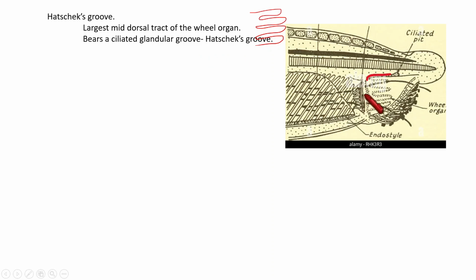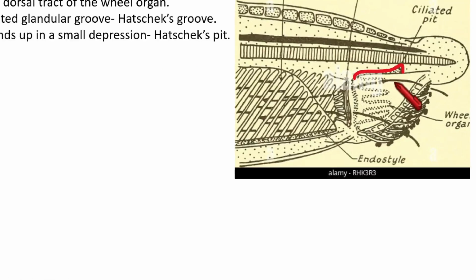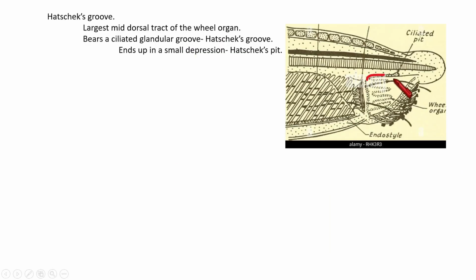I will show you in this picture. So this is the biggest, largest mid-dorsal tract. It possesses a groove. That groove is called Hatschek's groove, and that groove ends up in a depression. We can see that depression here. That depression is called Hatschek's pit. And what's the function? It secretes mucus to trap food particles.